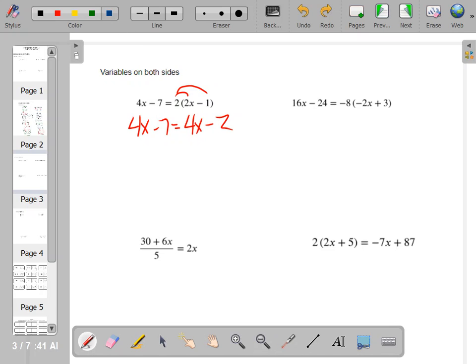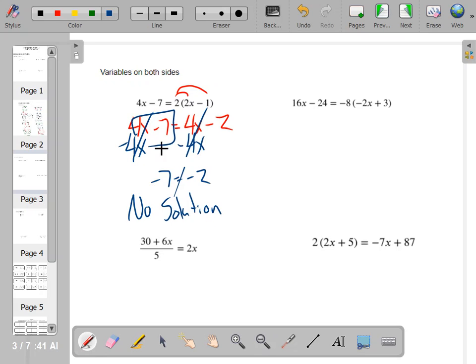I'm going to get all my x's on one side. Wait a minute. They cancel out on both sides and you end up with no variables. -7 does not equal -2. That's not true. This is actually no solution. There are no x values that work. These are parallel lines. If you were to graph 4x minus 7 and 4x minus 2, they have the same slope. They're parallel lines. They're never going to intersect. So there are no solutions.